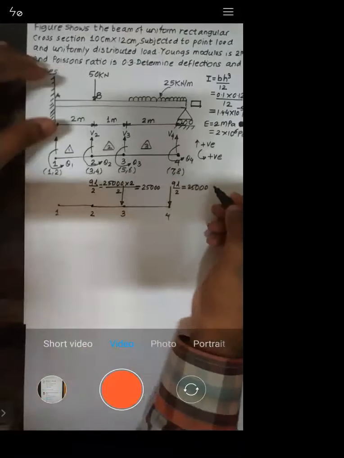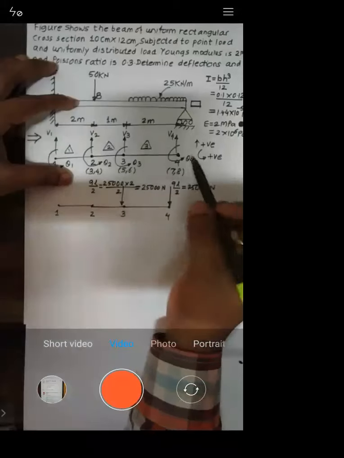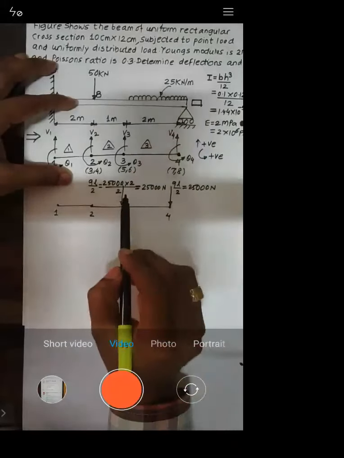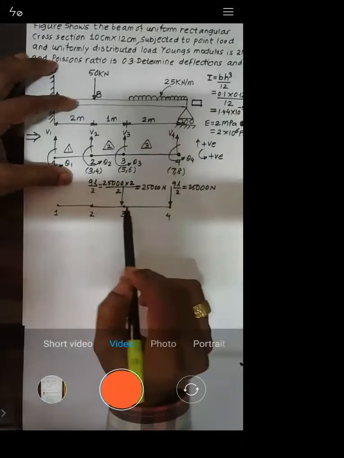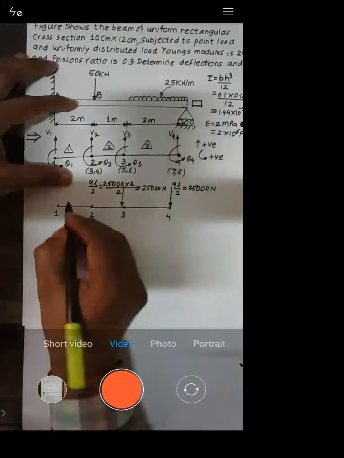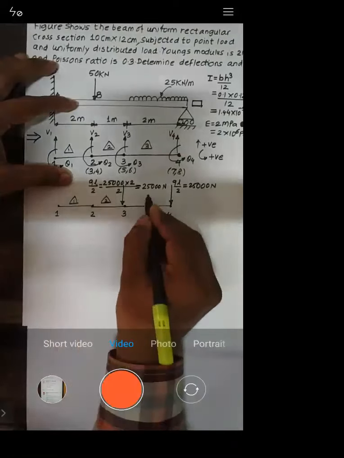Try to understand. This is in Newton. This is also in Newton. So this uniformly distributed load you have converted into point load as 25,000 on node number 3, 25,000 on node number 4. This is your element number 1, this is element number 2, and this is element number 3.